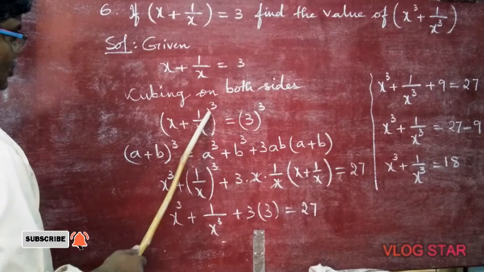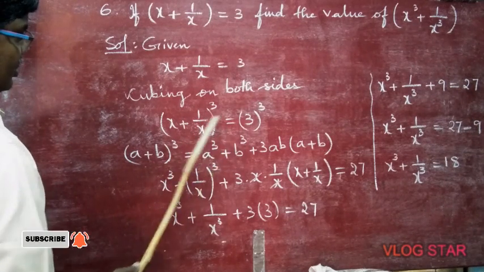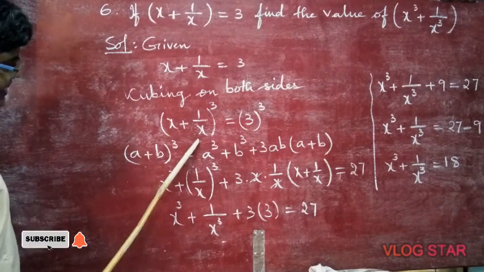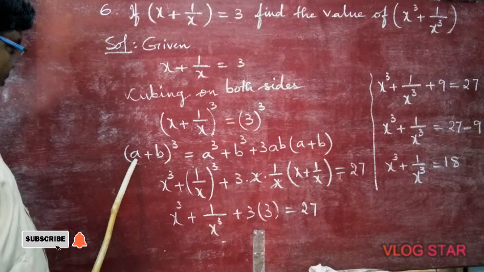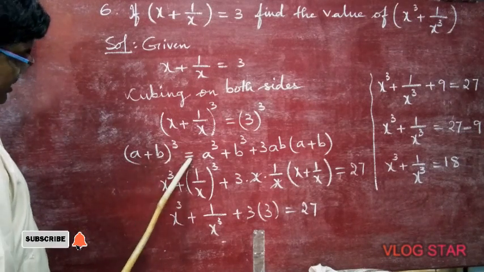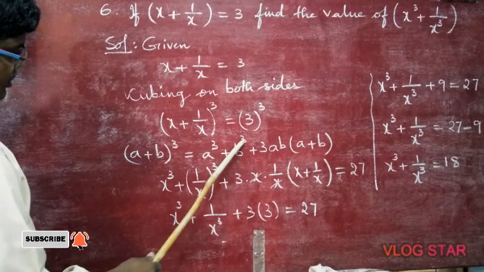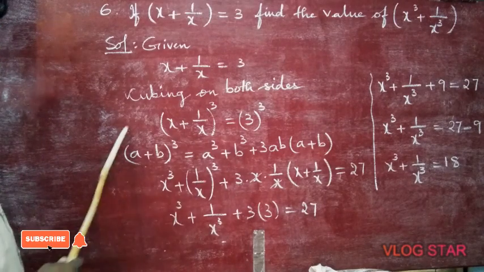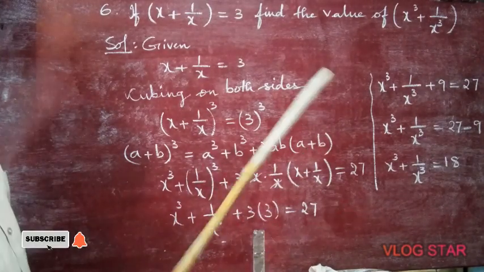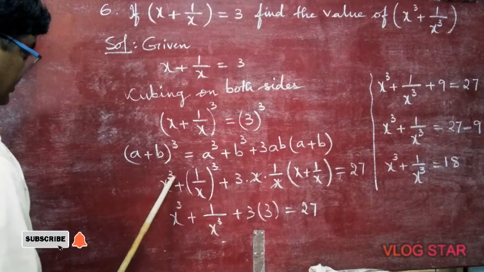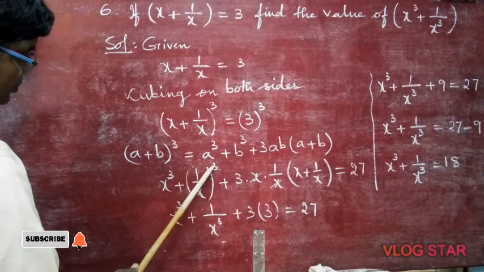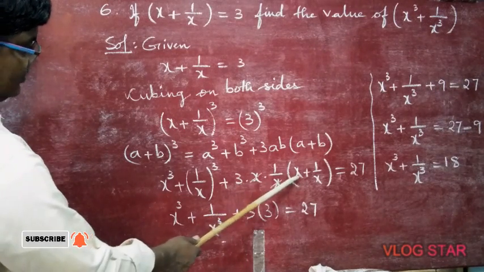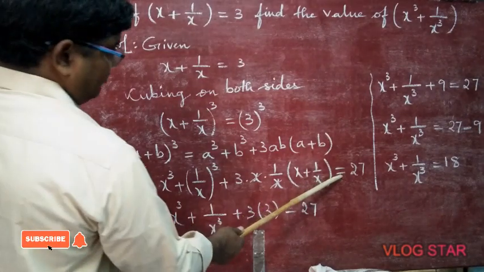x plus 1 by x whole cube is equal to 3 cube, on both sides, not one side. Now the left hand side is in the formula of a plus b whole cube is equal to a cube plus b cube plus 3ab into a plus b. You have to mention the formula compulsorily. Without mentioning the formula, you can't do problems. So x cube plus 1 by x whole cube plus 3 into x into 1 by x (ab) into x plus 1 by x is equal to 27.